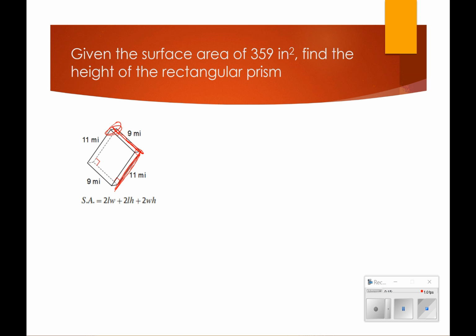So I know that the formula for surface area is 2 times the length times the width plus 2 times the length times the height plus 2 times the width times the height. So basically, everything is used twice. So I know my surface area is 359, and that's going to be equal to 2. Let's let L be 11, just so that we can clarify. Let's let the width be 9, and then H we're just looking for. So the length we said was 11, and the width we said was 9.